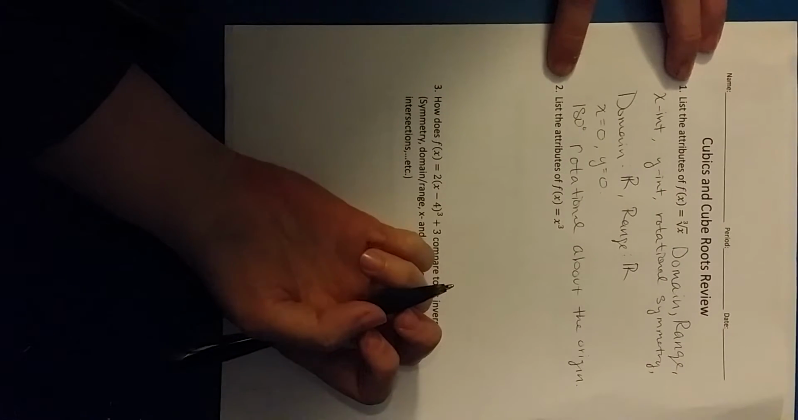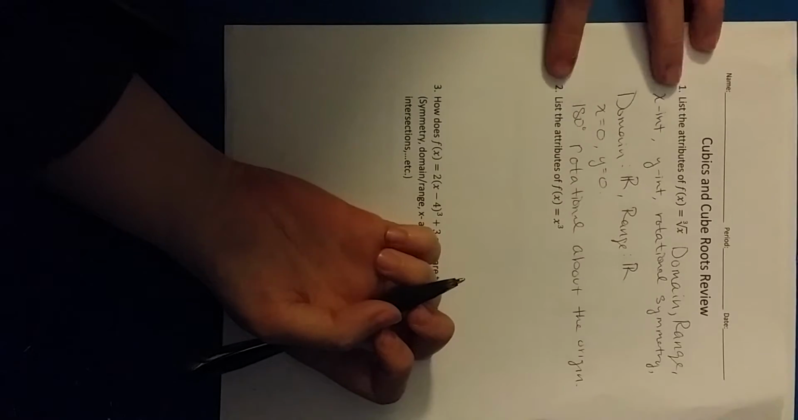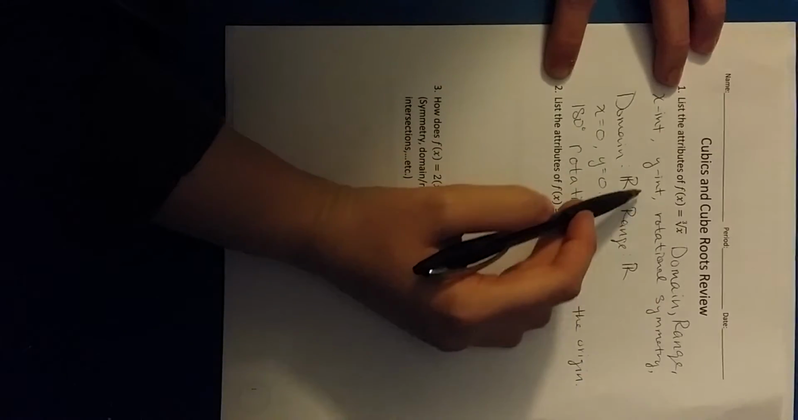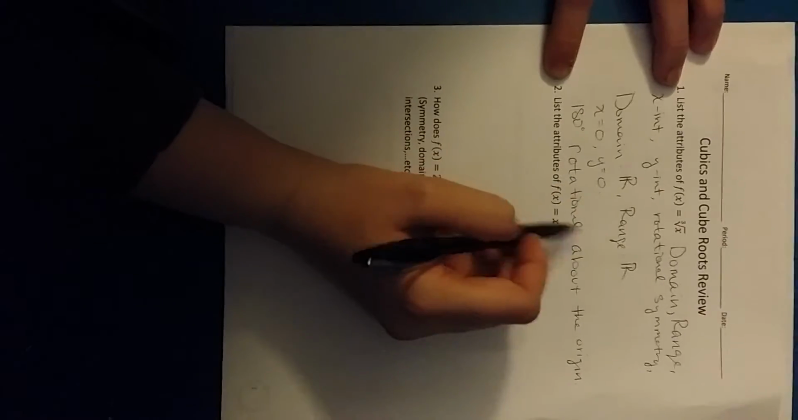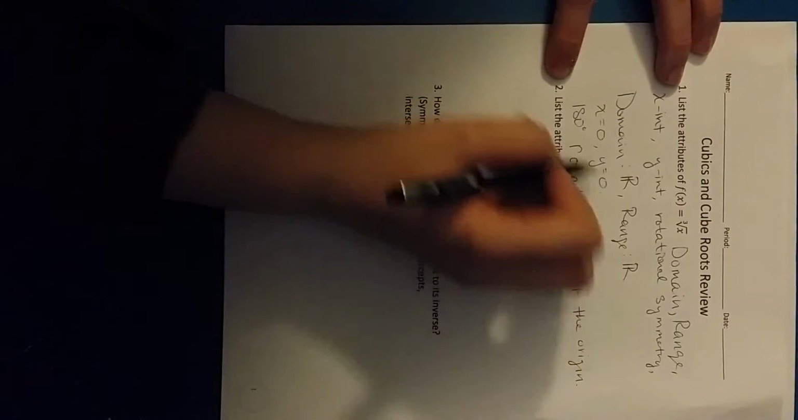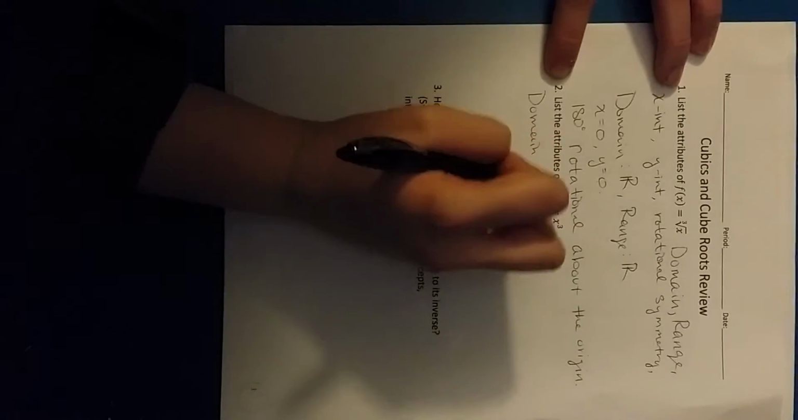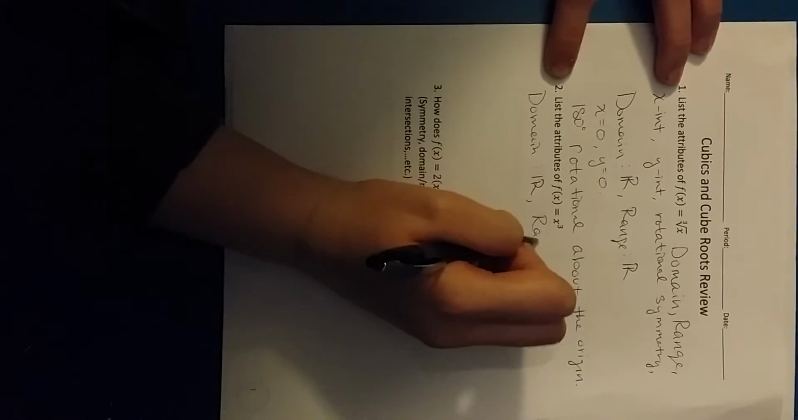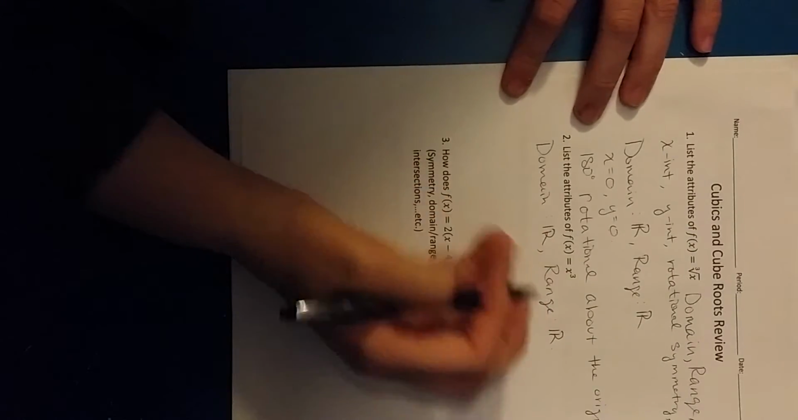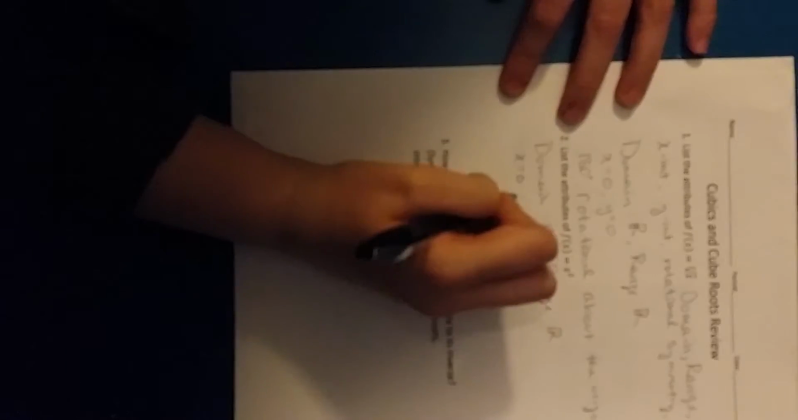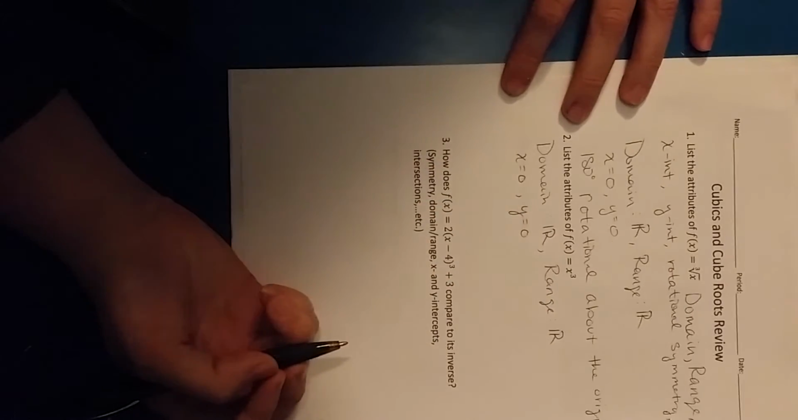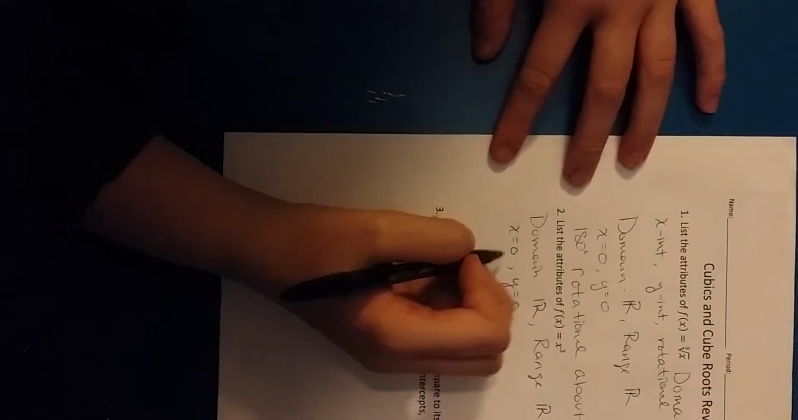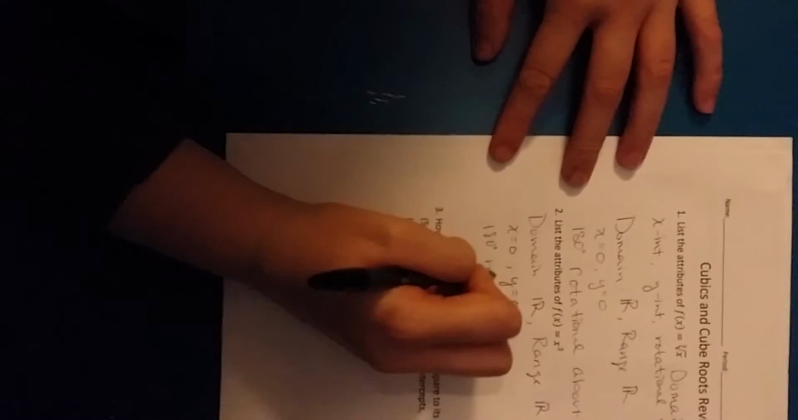Since the cube root and the cubic function are inverses of each other, and they both go through the origin, their attributes are very similar. Their domain and range is all real numbers. The cube function goes to the origin, so the x-intercept and the y-intercept are 0. And it also has 180-degree rotational symmetry about the origin.